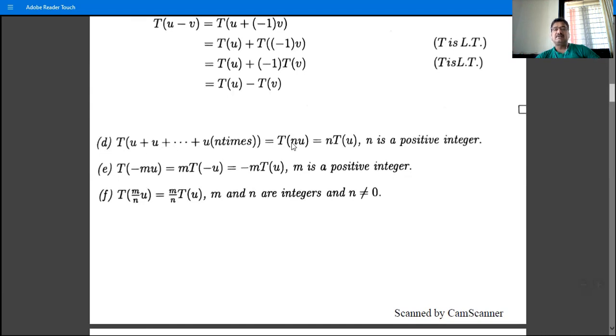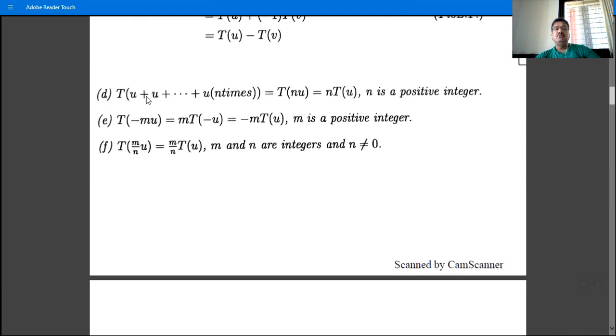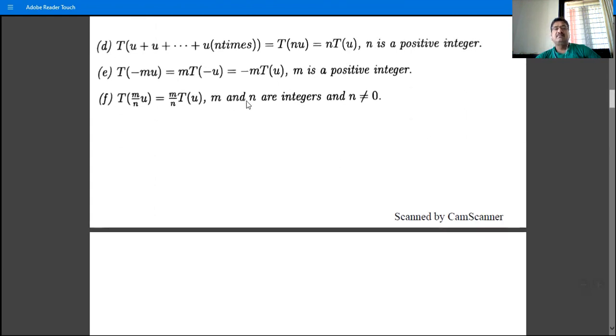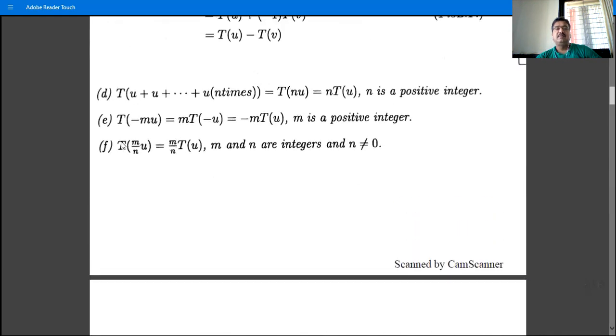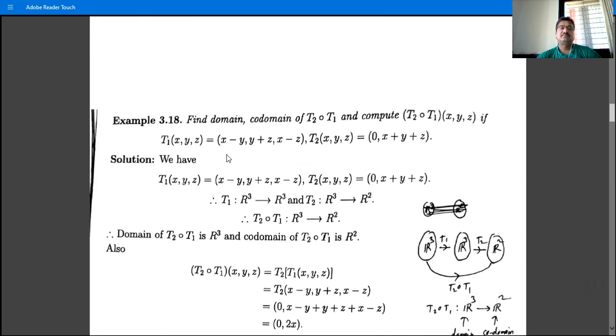And we can write this for n terms. T(ū+ū+...+ū) is T(ū)+T(ū)+...+T(ū), n times, that is nT(ū). That is, T(nū) is nT(ū) by using the second property. So these are some. m by n is a scalar, so we have T(kū) is kT(ū), that is (m/n)T(ū).